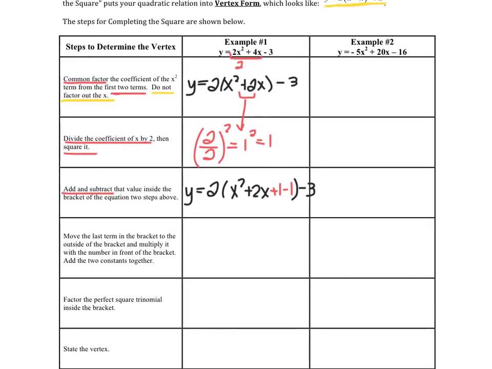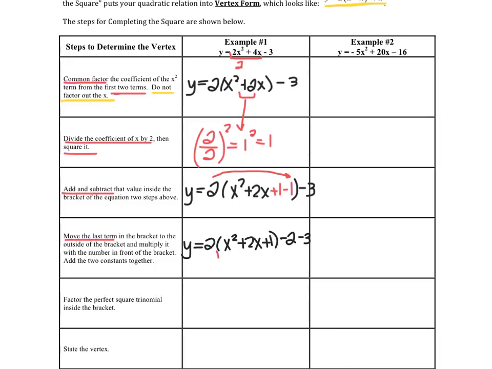Now we want to move the last term in the bracket outside, and the way we do that is by multiplying it by that a value. That will take it out of the bracket. The reason we do that is because we want to be left with a trinomial so that we can factor it later on. So now I have y equals 2 times x squared plus 2x plus 1. Close my bracket, and then 2 times negative 1 is negative 2. And we can't forget about that minus 3.